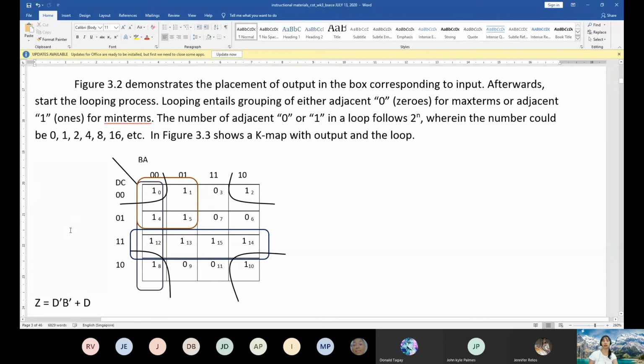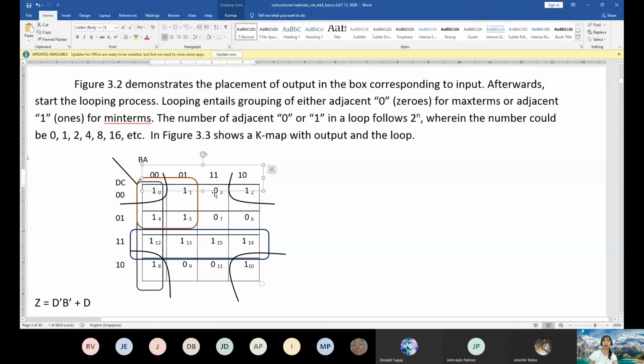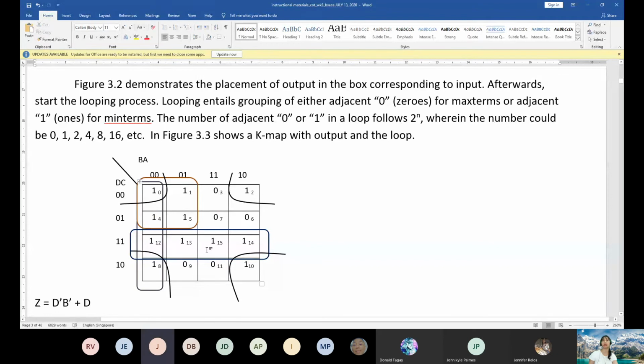Okay. K-map. So again, we will discuss the orange loop. So we'll go back again. So this is the K-map. So what are these numbers inside this square, class? As a review, what are these numbers? 1, 1 here, 0, 1. What are those numbers again, class?